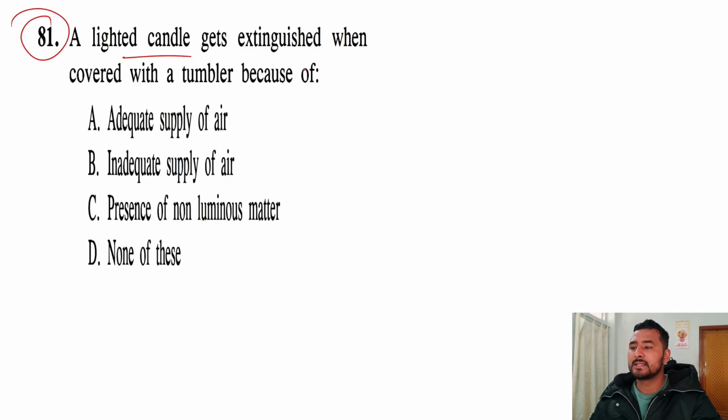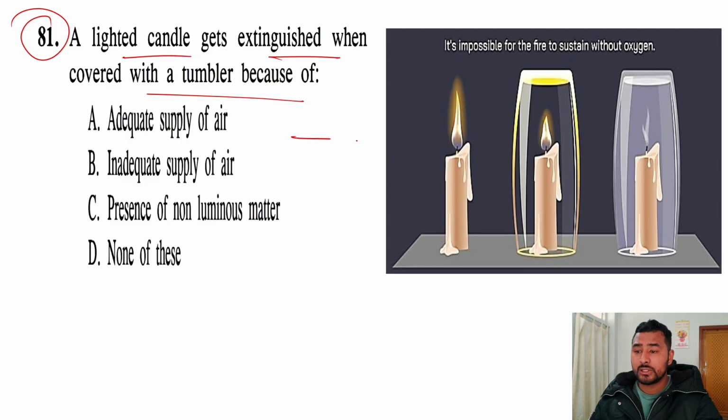A lighted candle gets extinguished when covered with a tumbler because of... Extinguished means what? Burned off, okay? Let me show you one image. Look at this one. What happens when you have a candle here? There's a supply of air, so it is burning. Once you bring this tumbler and cover the whole candle, what will happen? There will be no supply of air. No supply of air means no supply of oxygen. So it will burn off. You can see here, after some time it will burn off because there is no supply of oxygen.